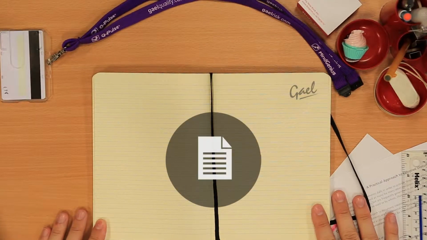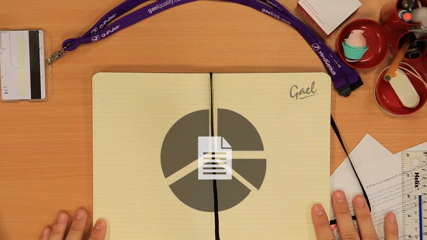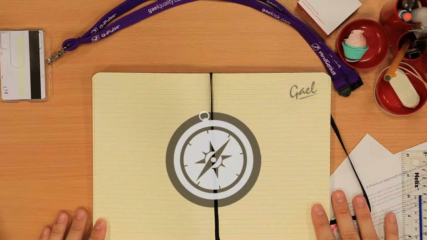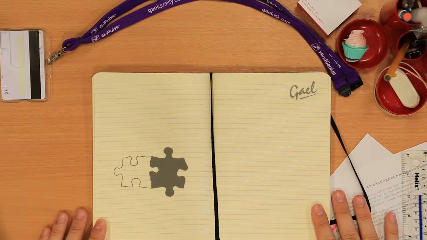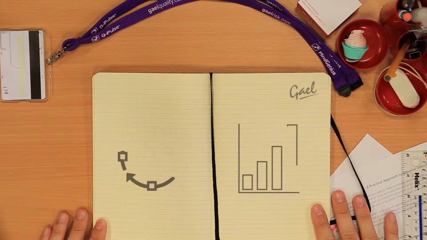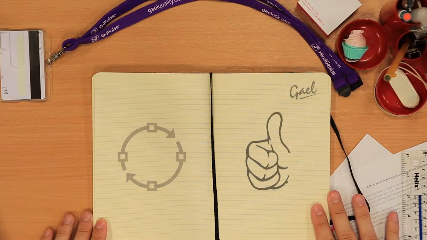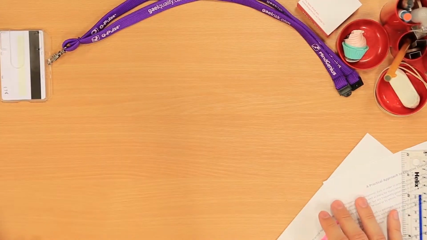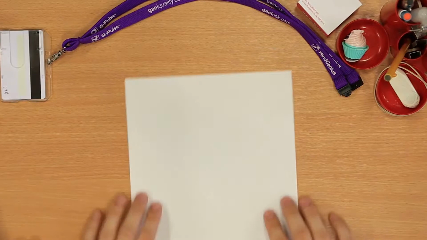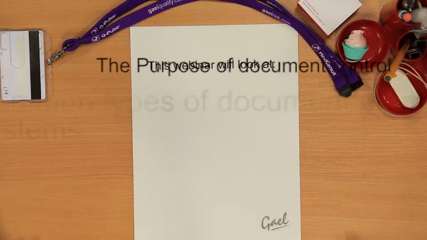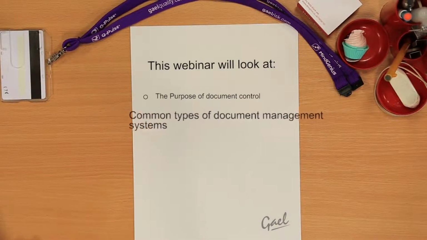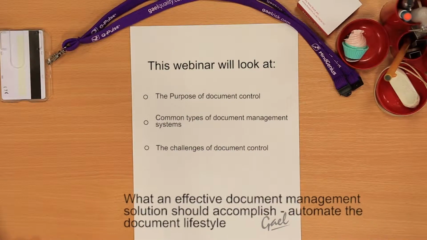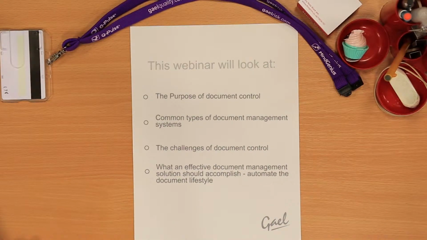Documents can be thought of as pieces of the organisation's intellectual capital and as a navigation tool for stakeholders to help guide their understanding of the purpose, expectation, processes and success of the organisation. This webinar will look at the purpose of document control, common types of document management systems, the challenges of document control, and what an effective document management solution should accomplish.